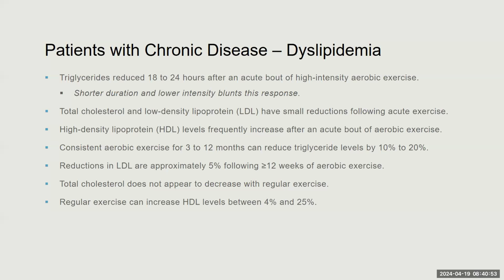In our patients with hyperlipidemia, our triglycerides are reduced for about 18 to 24 hours after an acute bout of high intensity aerobic exercise. But a shorter duration and lower intensity does blunt this response. Your total cholesterol and LDL have small reductions following acute exercise, and HDL will frequently increase after an acute bout of aerobic exercise. And so if you're doing consistent aerobic exercise for 3 to 12 months, this can reduce your triglyceride levels by about 10 to 20%.